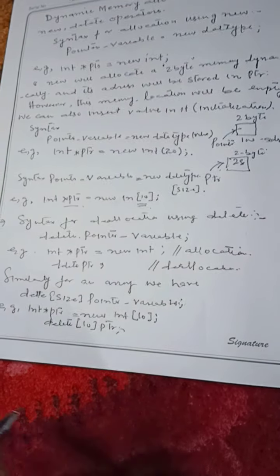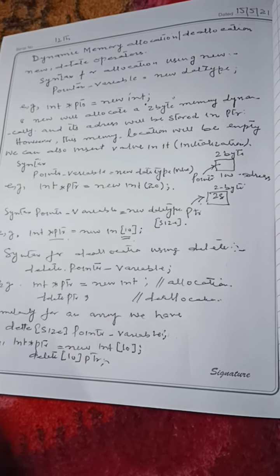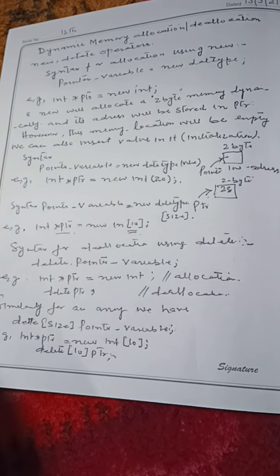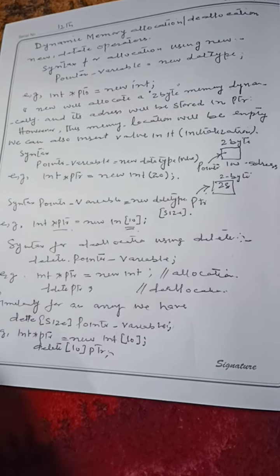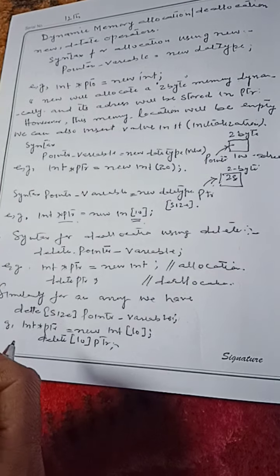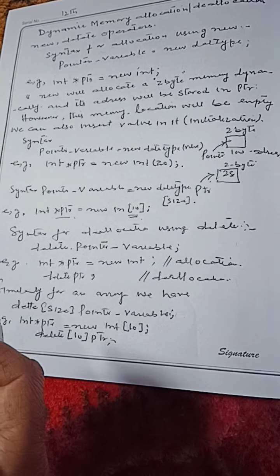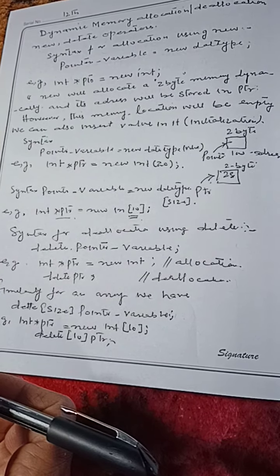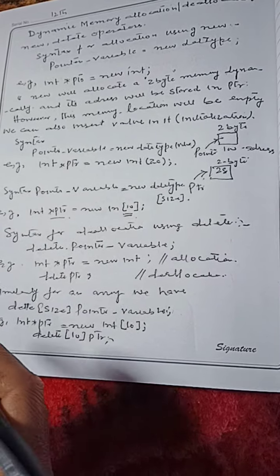And this was about the dynamic memory allocation, new delete operators. So C++ supports dynamic memory allocation versus deallocation using new and delete operators in combination with pointers.